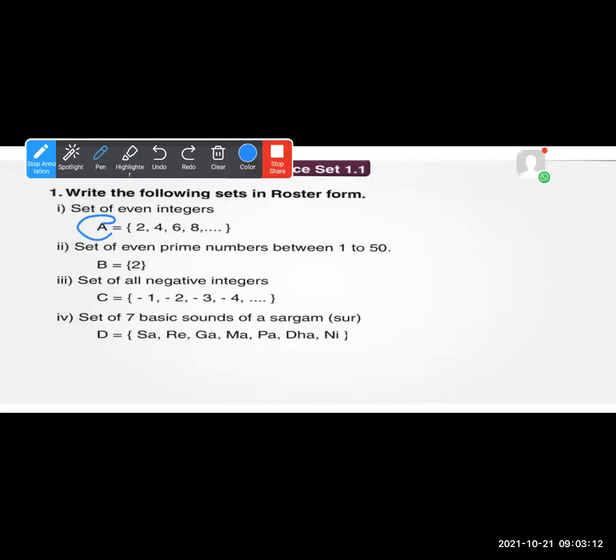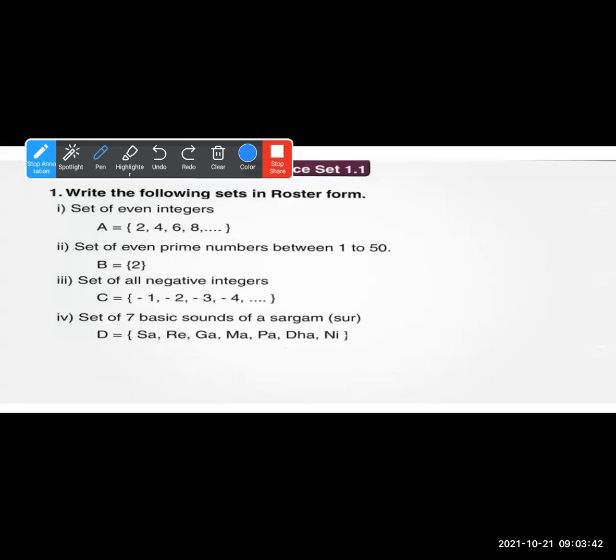You can take A is equal to curly braces open, then 2, 4, 6, 8. Even integers. There is no limit given here, so you have to write dot dot dot here, and so on and so forth. A is equal to the set of all even numbers 2, 4, 6, 8 and dot dot dot and curly bracket close. Okay. These are the set of even natural numbers, even integers, sorry.